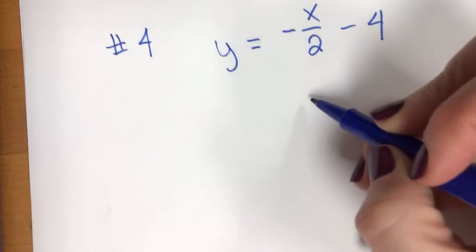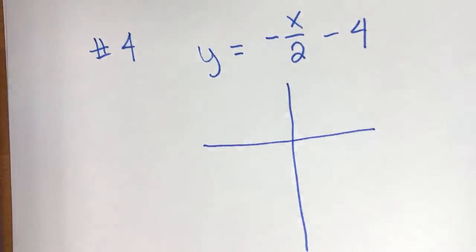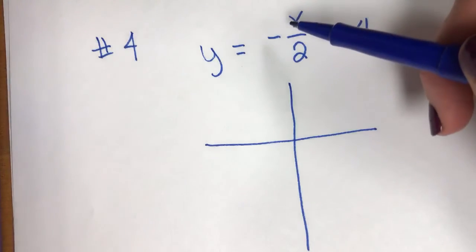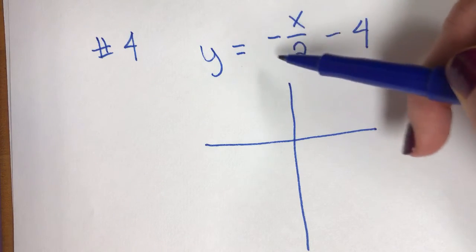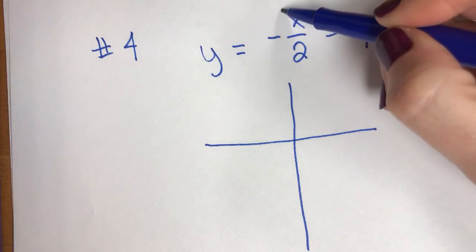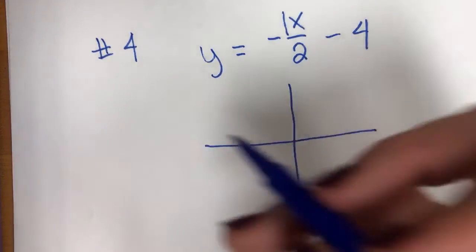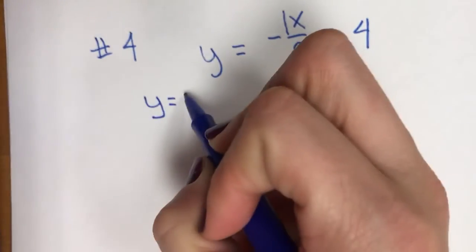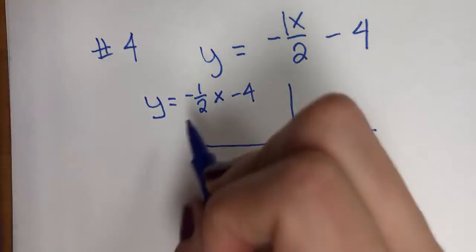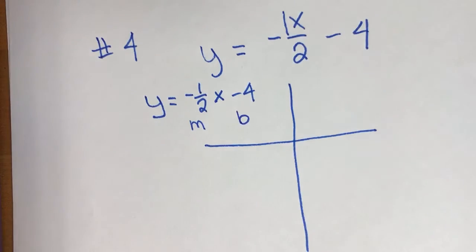Okay, so if I wanted to graph y equals -x over 2 minus 4, I would need to find my m and to find my b. So the biggest issue for most of my students is recognizing what my m is when it's written in this format. Remember, this x really has a 1 sitting in front of it, and so if I pull that x out to the side, this would be the same thing as saying y equals -1/2 x minus 4. And so then it makes it a little bit more clear that my m is -1/2 and my b is -4.